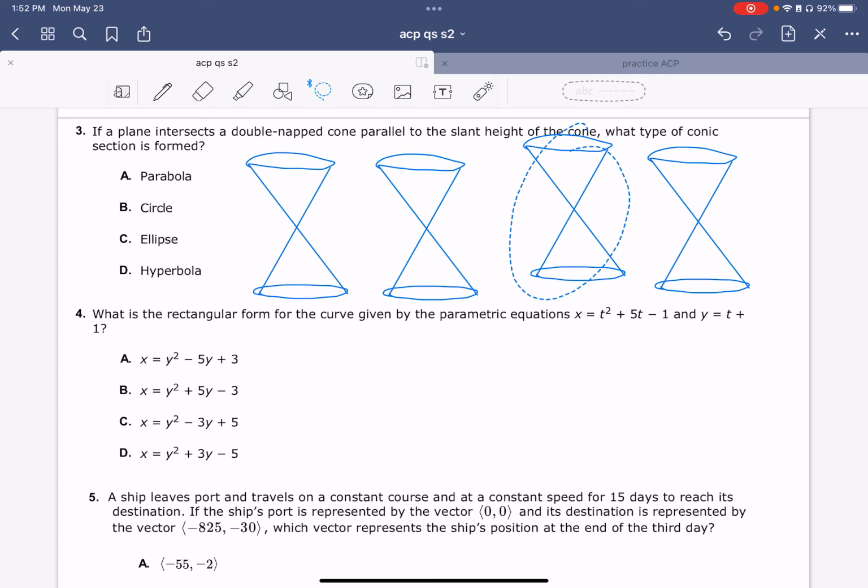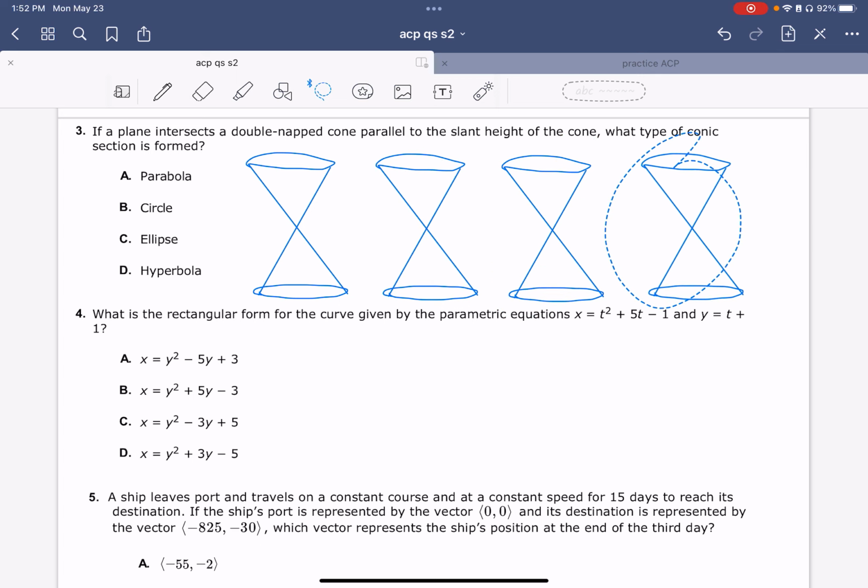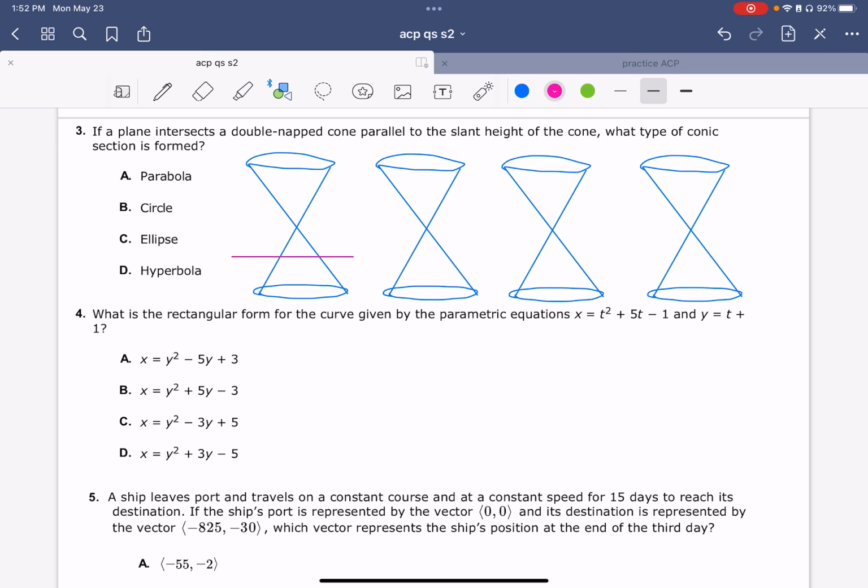So depending on how you intersect into the double napped cone is going to determine the section, the shape that's formed on the inside. You can either be parallel. So let's say I cut it parallel to the base height. If I cut it exactly parallel on the inside, you're going to get a perfect circle if you're looking at it from the top down, because remember the bases of these are circles.